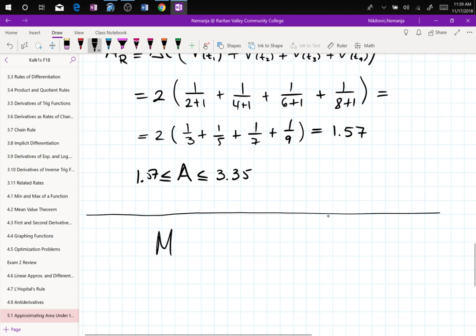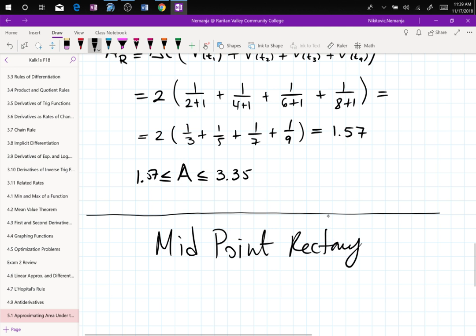We have one more thing, which is midpoint rectangles. For the entire section 5.1, if you want a better answer, toss in more rectangles. Toss in 10 rectangles, 16 rectangles, 20 rectangles. Obviously, it increases the calculations, which is why this is something that computer science people would like to put together and go with.